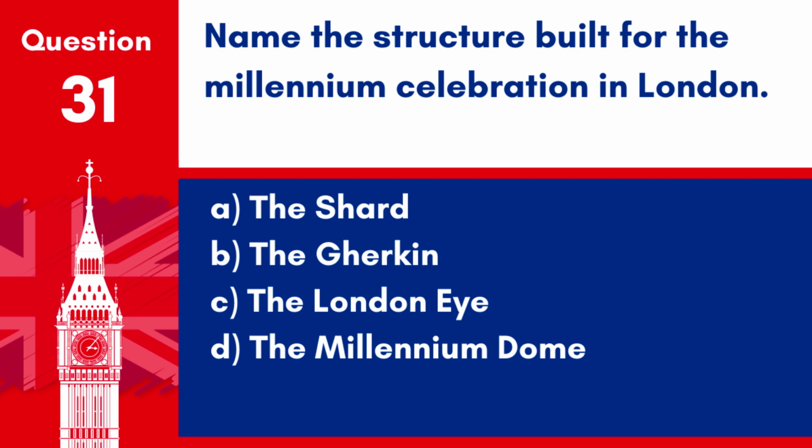Question 31. Name the structure built for the Millennium celebration in London. A. The Shard. B. The Gherkin. C. The London Eye. D. The Millennium Dome.